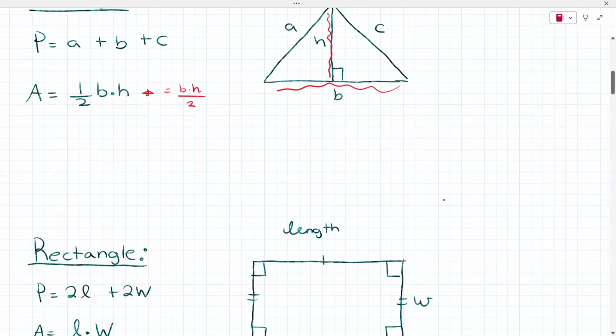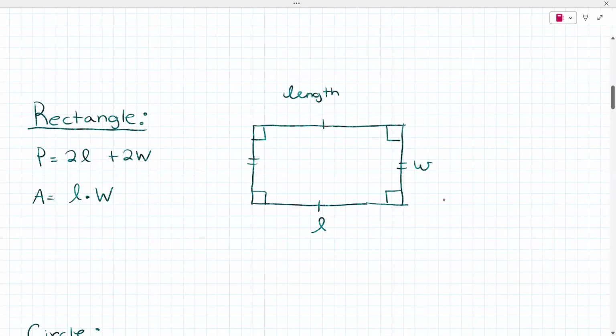Okay, and then a rectangle is almost like a square. They're both quadrilaterals, right? The only difference is in a rectangle, not all four sides are congruent, only certain sides are congruent. So these two sides are congruent with each other. This side is congruent with this. And you also have four 90-degree angles. So the perimeter is the same idea. You add up all the sides. So if this is length, this is the width, this is the length as well, if you add them all up, you get 2 length plus 2w. And the area is the same idea, length times width, base times height.